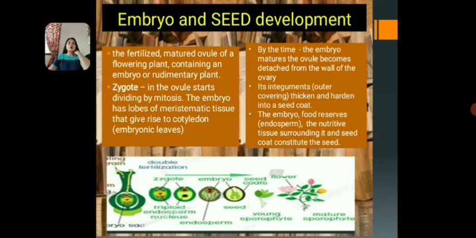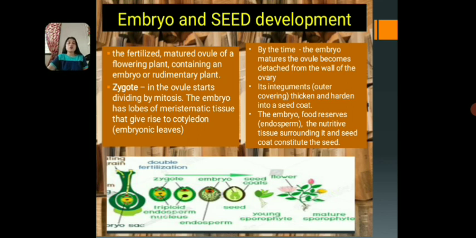Next, we have the embryo and the cell development. So now these are the angiosperms that introduced seed plants, which define what angiosperms are, and that means covered seed. So the seed is the fertilized, matured ovule of a flowering plant containing an embryo or rudimentary plant. So the zygote in the ovule starts dividing by mitosis.